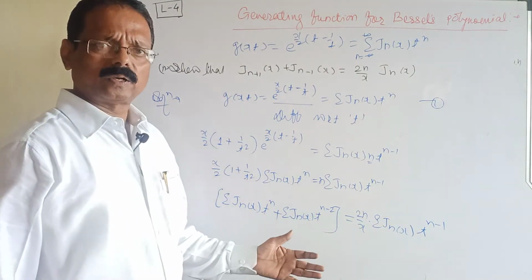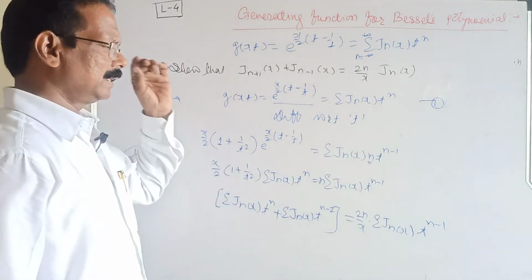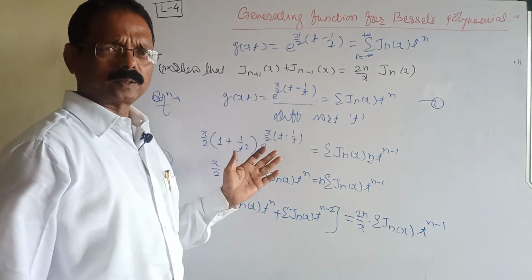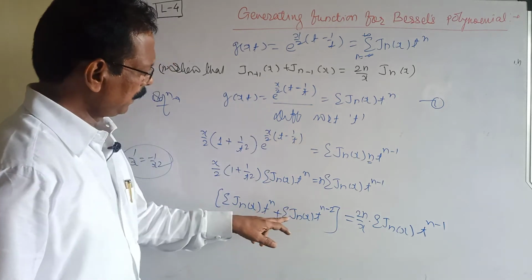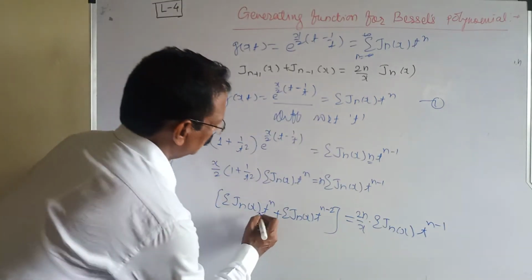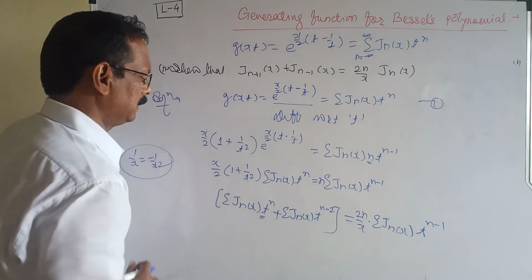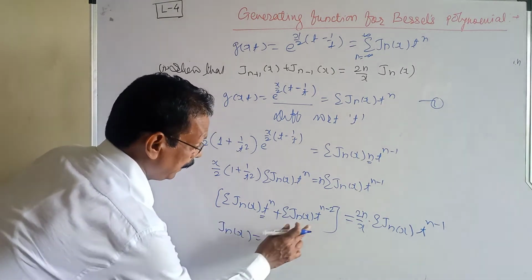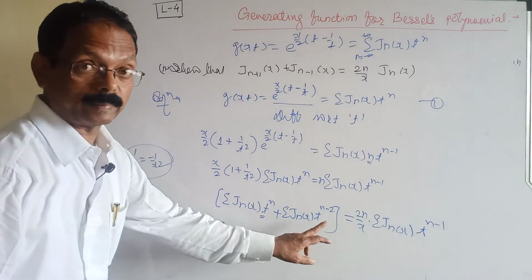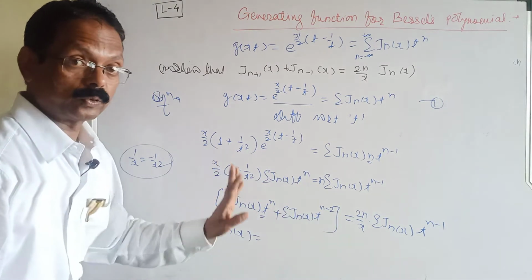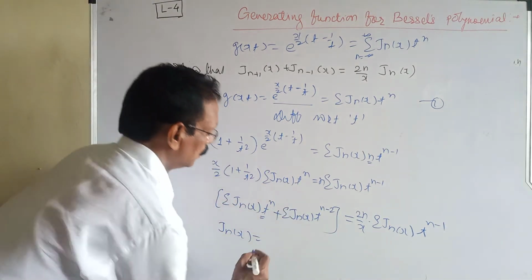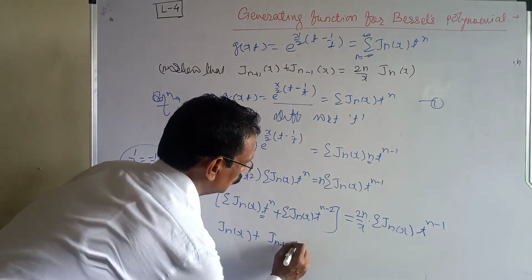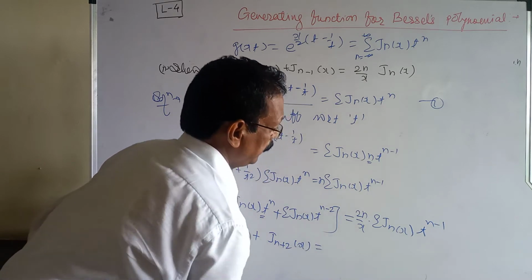Now comparing the coefficient of t raised to n, as we know in the early examples, in the generating function for Hermite and generating function for Legendre. So comparing the coefficient of t raised to n, this term is as it is, it is Jn(x). Here it is t raised to n minus 2, so if there is n, we have to write n plus 2. So plus J(n+2)(x) is equal to, here t raised to n minus 1.